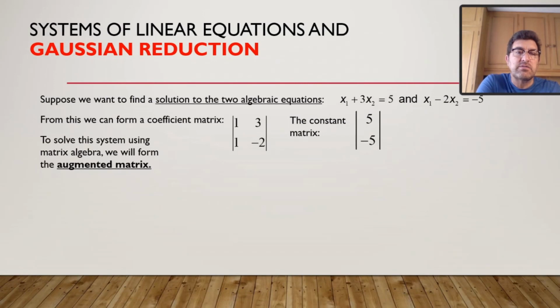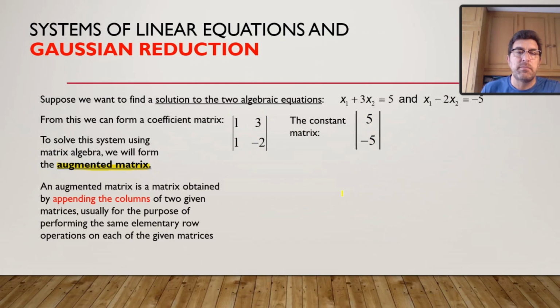Okay, so to solve this, we will form an augmented matrix, folks. Now we know what that is. We've heard about it in the past. What will we augment this matrix with? We're going to augment it with the constant matrix. So we append the two. The augmented matrix is obtained by appending the columns of the two given matrices, usually for the purpose of performing row operations on each of them.